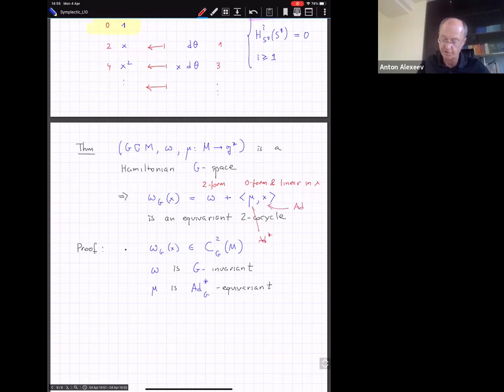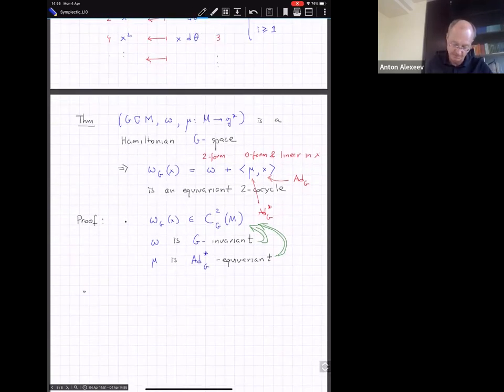And therefore, the pairing between them is invariant, right? So that's more or less the definition of the coadjoint action. So these are the two reasons why this is a good element in the Cartan complex.